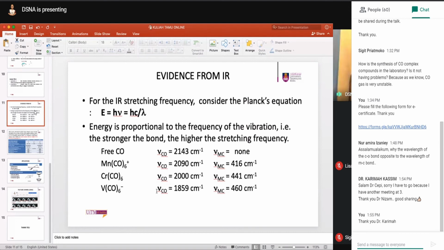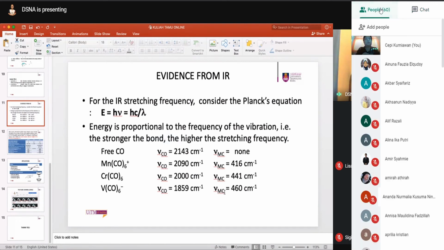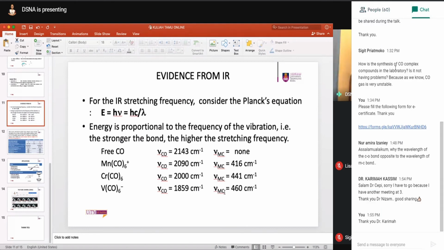Jadi ini ikatan yang paling lemah, tetapi MC bondnya akan kuat because kita ada donation from carbon to metal and we have pi back donation from metal to carbon. So sekiranya CO itu lemah kerana banyak pi back donation, maka MC bond itu akan semakin kuat. So that's the relationship between CO and MC bond. I hope it is clear.